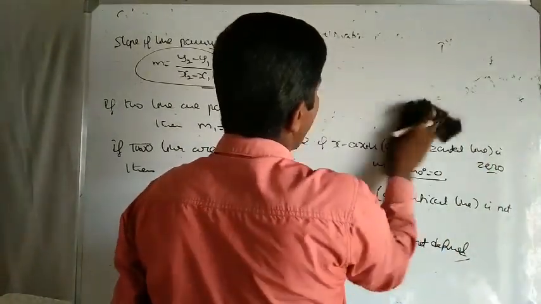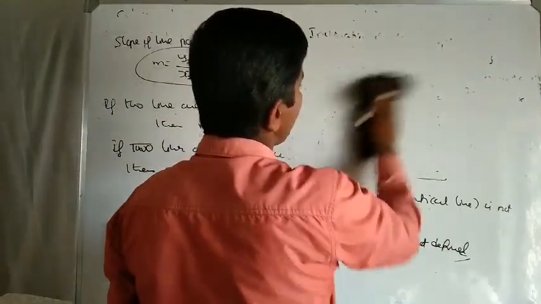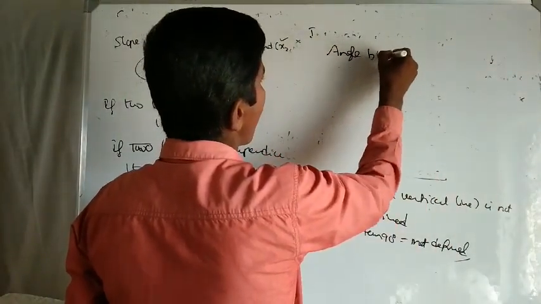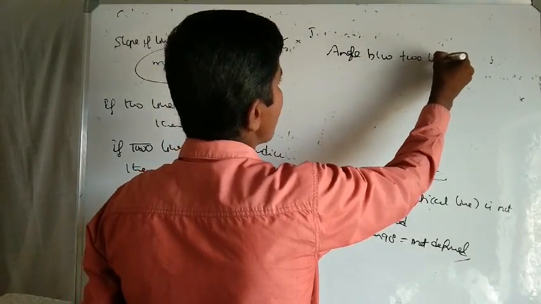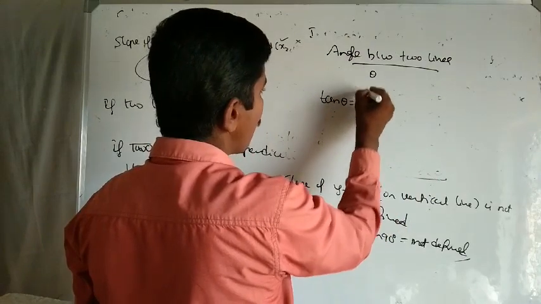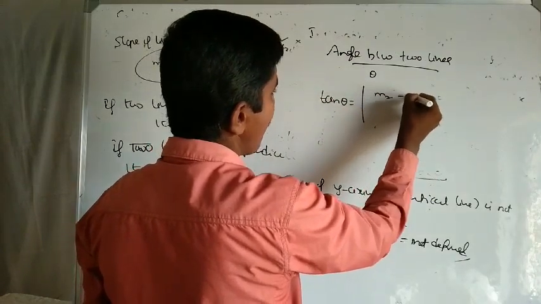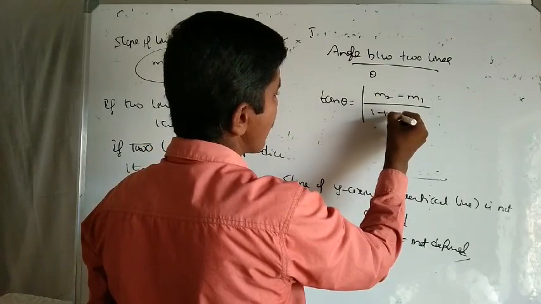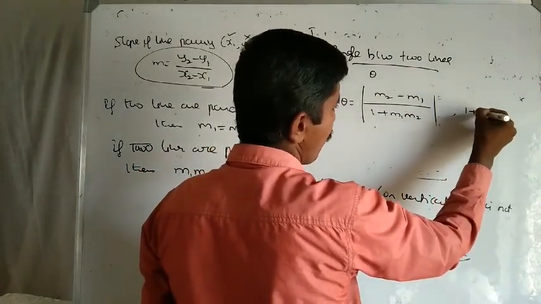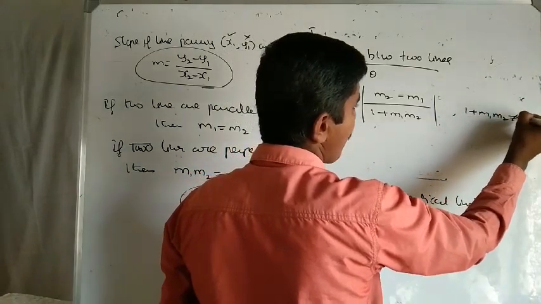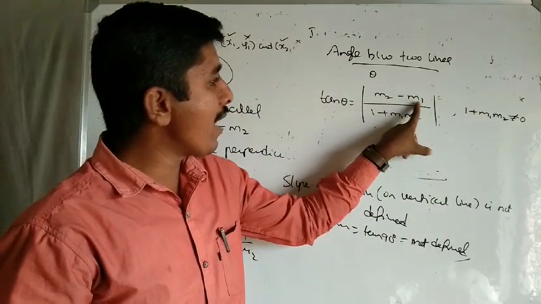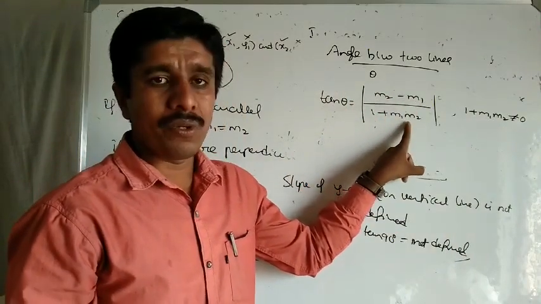And we derive the angle between two lines. Theta is the angle between two lines. Then tan theta equals modulus of m2 minus m1 divided by 1 plus m1 m2. Here the denominator, 1 plus m1 m2, is not equal to 0. We have proved this in the last class: tan theta equals modulus of m2 minus m1 divided by 1 plus m1 m2.